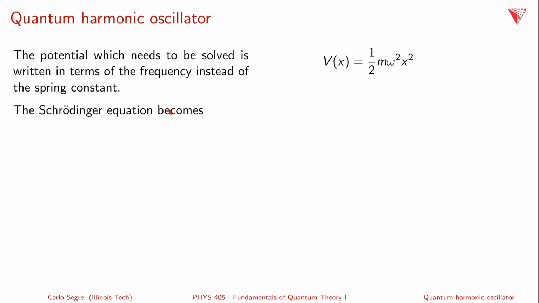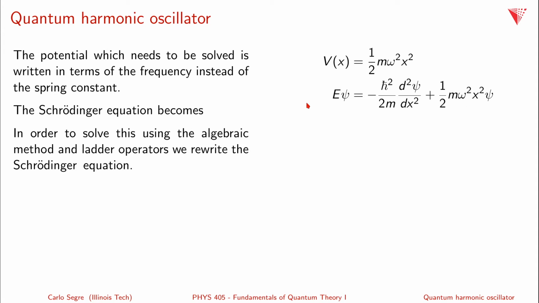The Schrödinger equation then for the simple quantum harmonic oscillator is E times psi is equal to minus h bar squared over 2m d squared psi dx squared plus 1/2 m omega squared x squared psi. And now if you look at this, this is the operator of the momentum squared. This operator is x squared, right? So x is a variable, but it's also an operator. So we're going to solve this in two different ways.